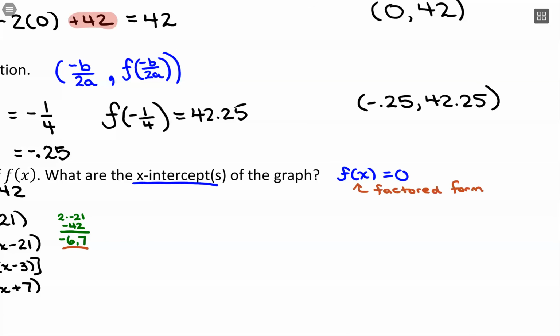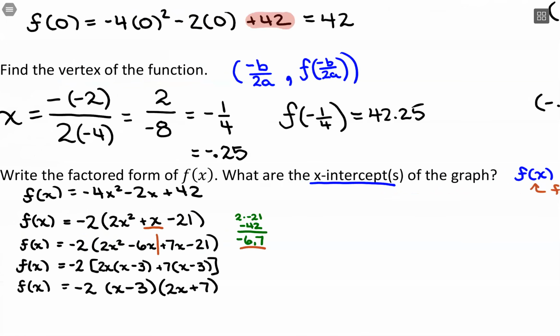So let's see how this works out. What I'm going to do is plug in 0 for f of x. So I'm going to have 0 equals -2 times x minus 3 times 2x plus 7.